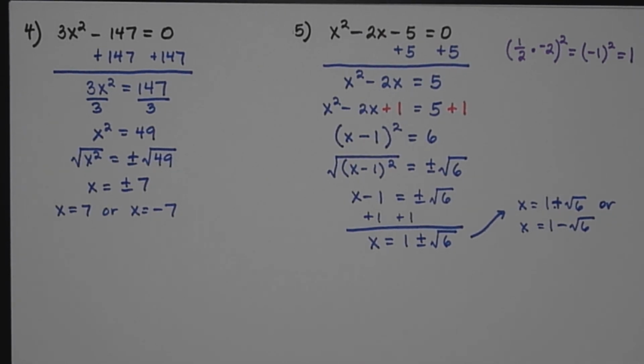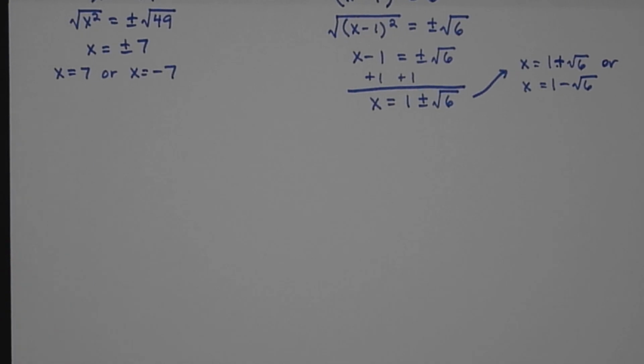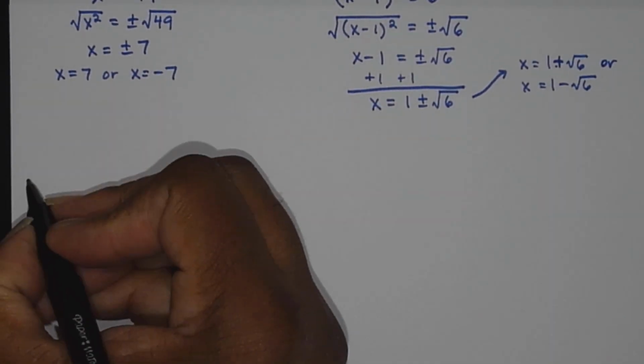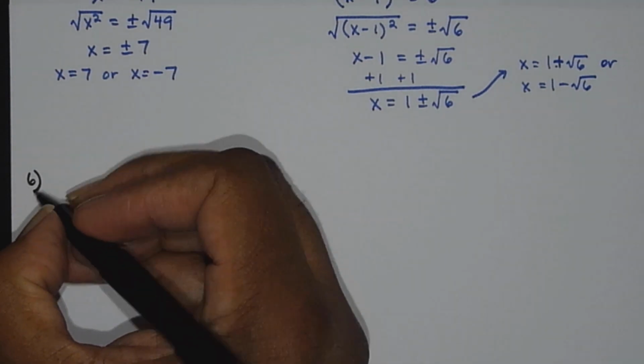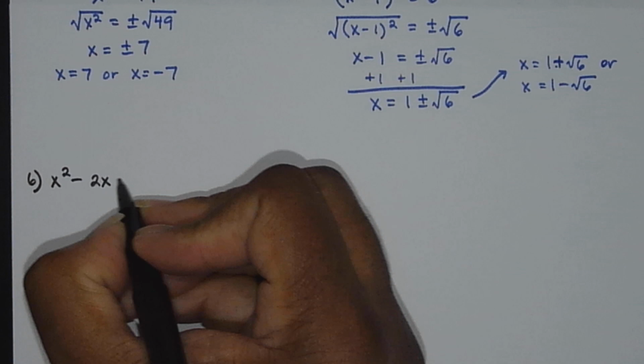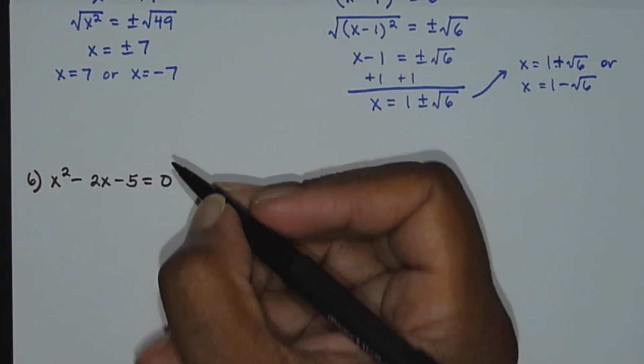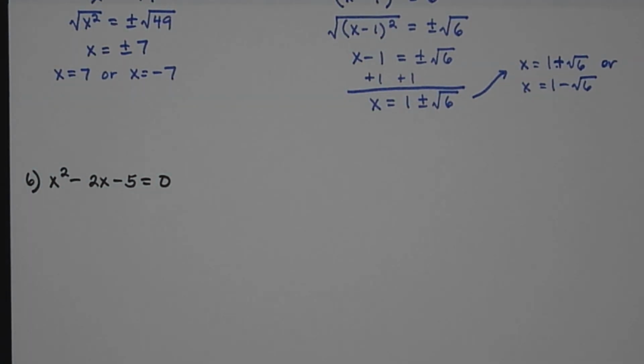All right, in problem number 6, you're going to solve the equation using the quadratic formula. This is something that you could put on your one-page sheet of notes here. All right, so here we got x squared minus 2x minus 5 equal to 0. All right, so as you can see here, that equation is written in general form, where the zeros on one side of the equation.